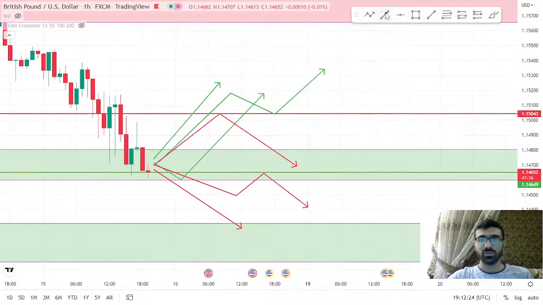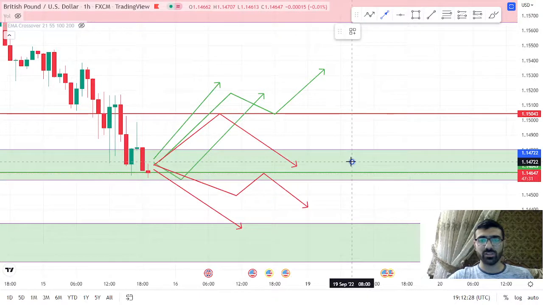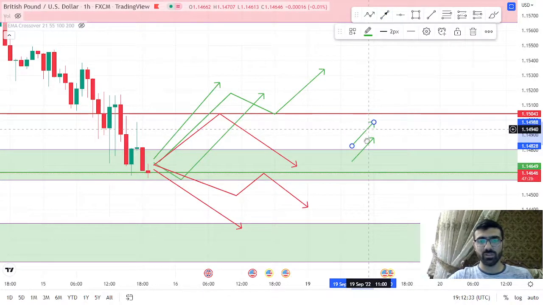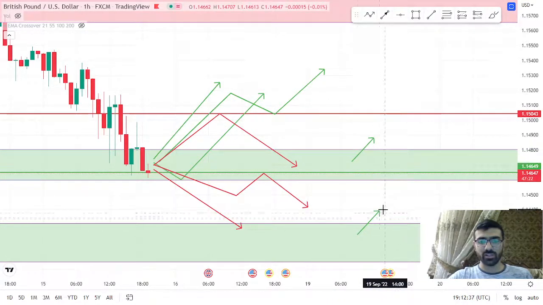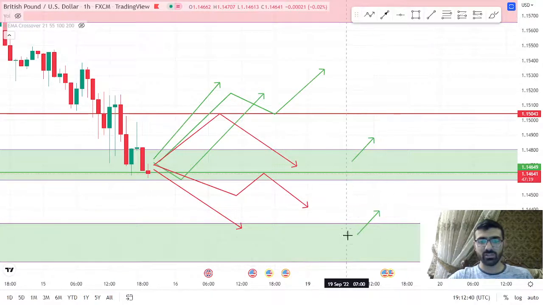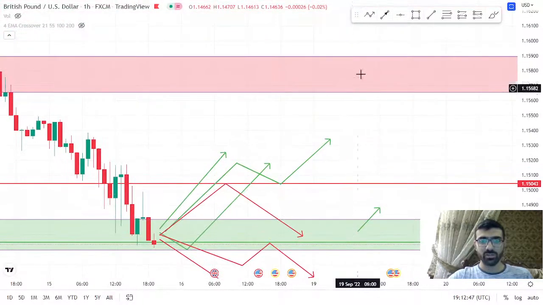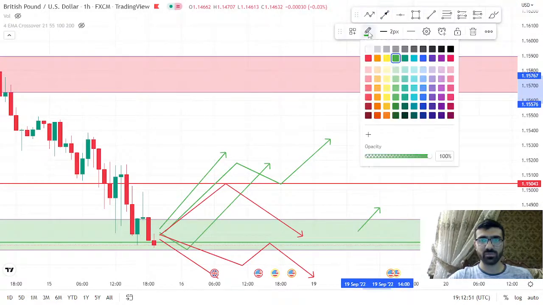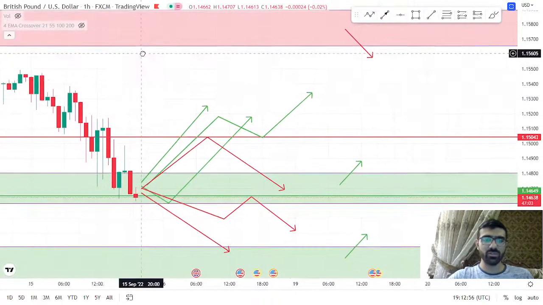Okay, so now let's talk about some trades that can happen in a bonus scenario. Number one would be this area and the second area would be from here. If at any given point of time market enters over here, we are going to look for a good opportunity to buy, and from here as well we are looking for a good opportunity to buy. Similarly, we are looking for a good opportunity to sell from this area. Okay, so that's all for the GBP USD pair.